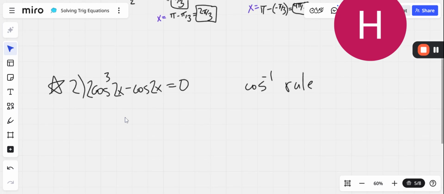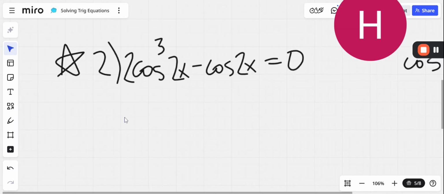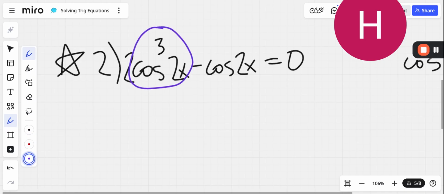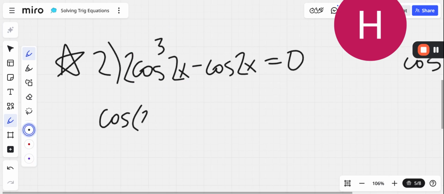Now, for this one, what shall we do here? I think it's kind of natural. If you can remember that this expression is simply cosine of 2x all cubed, you'll realize that you can factor cosine of 2x out of this, which is great. And that leaves you with 2 cosine squared of 2x minus 1.